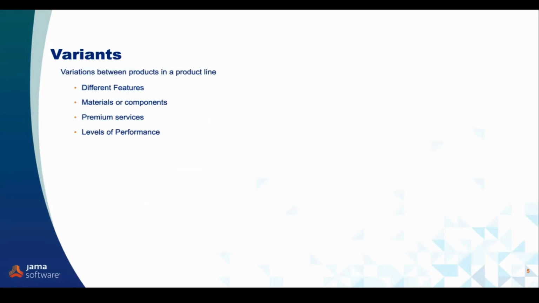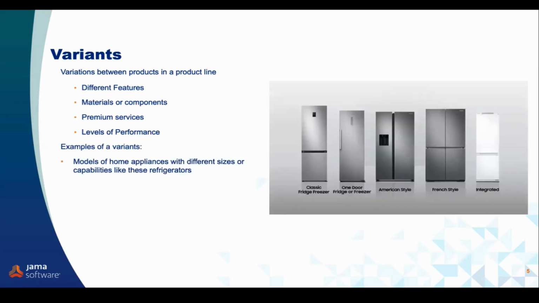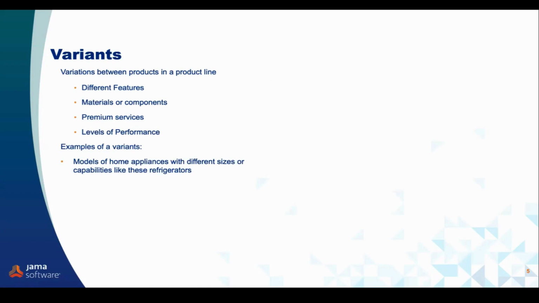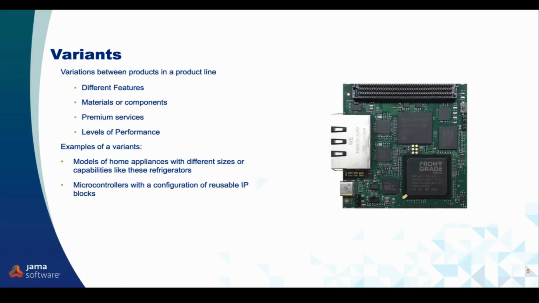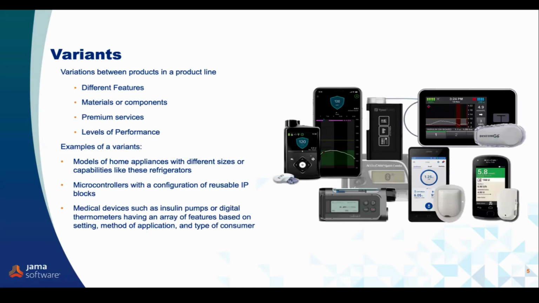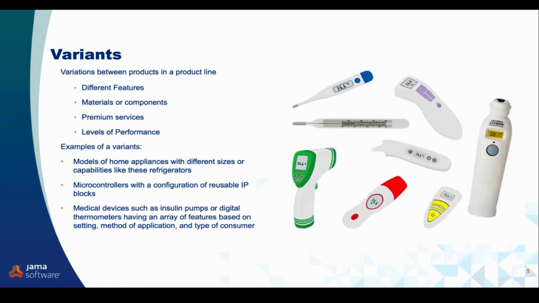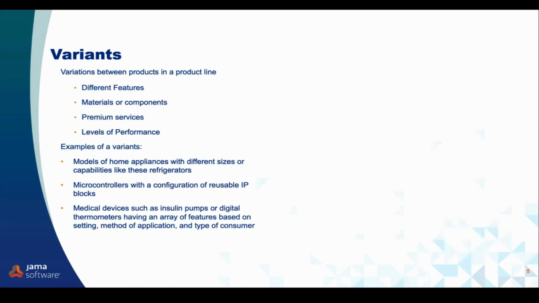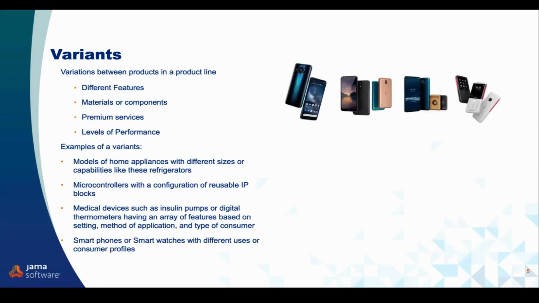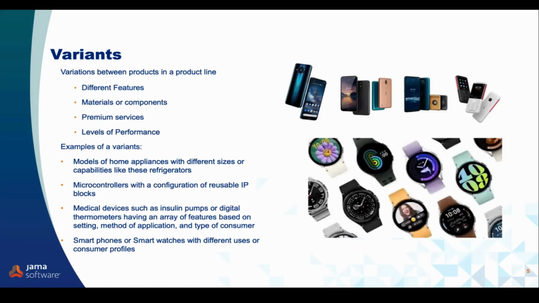A product can vary in many ways, such as different features, material or components, premium services, or levels of performance. Here are some examples you might recognize. Models of home appliances with different sizes or capabilities, like these refrigerators. Microcontrollers with a configuration of reusable IP blocks. Medical devices, such as insulin pumps or digital thermometers, having an array of features based on setting, method of application, or type of consumer, as well as everyday devices such as smartphones or smartwatches with different uses or consumer profiles.